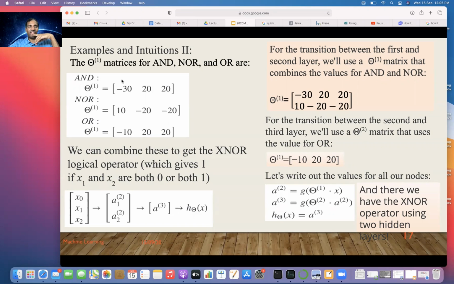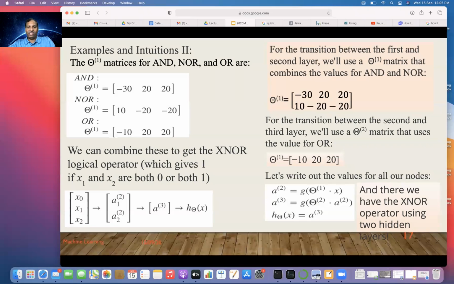Minus 30, 20, 20 are your AND gate weights, and the NOR gate weights are 10, minus 20, minus 20. If you put together AND and NOR, then you get XNOR. So let's write out the values for all our nodes. A2 equals G of theta 1 multiplied by X. A3 equals G of theta 2 multiplied by A2. Then h theta X equals A3. And there we have the XNOR operator using a hidden layer.